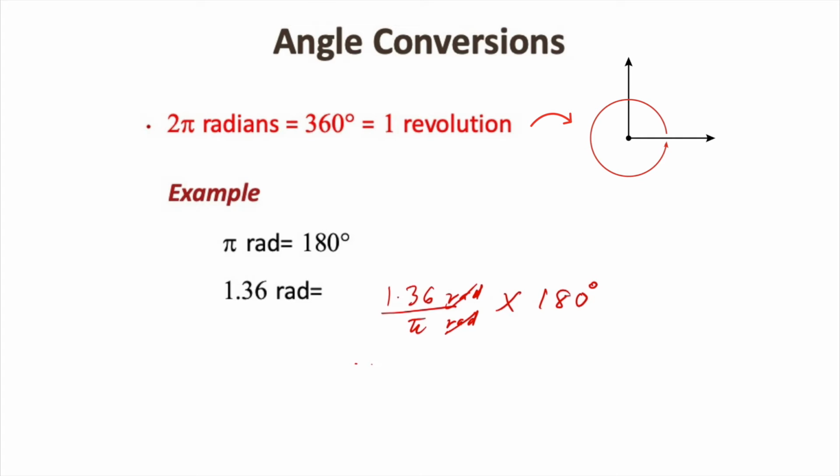Now, when you do this computation, you're going to get 77.9 degrees. Therefore, 1.36 radian is equal to 77.9 degrees. You should be able to use these conversion factors to change from one unit of angle to another.